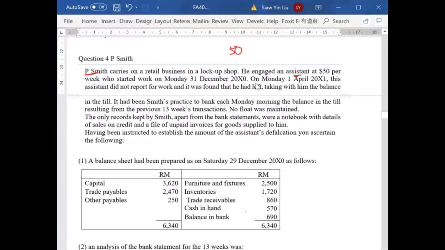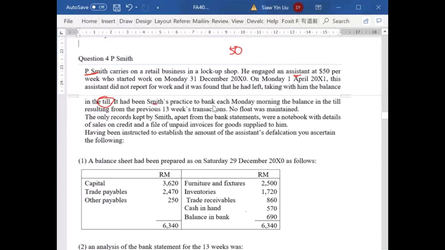Means, on next year, after 3 months, this assistant did not report to work, and it was found that he has left, taking with him the balance in the till. Till means the cash register machines, cash till. So the money in the cash register machines has all been stolen by this person. So, okay.